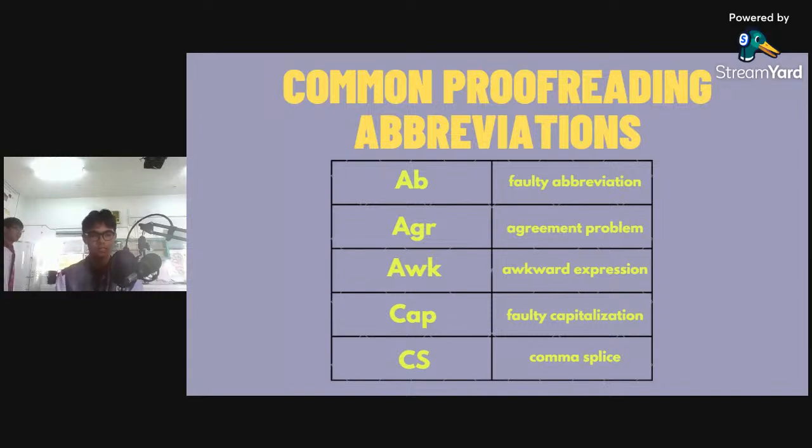Now, on the third abbreviation, we have AWK. This means awkward expression. The storm had the effect of causing millions of dollars in damage. See, if you say it, it feels a bit awkward, right? Since there's a lot of it. I'll repeat it again: the storm had the effect of causing millions of dollars in damage. See, it feels too repetitive. This is where the abbreviation AWK goes. Awkward.